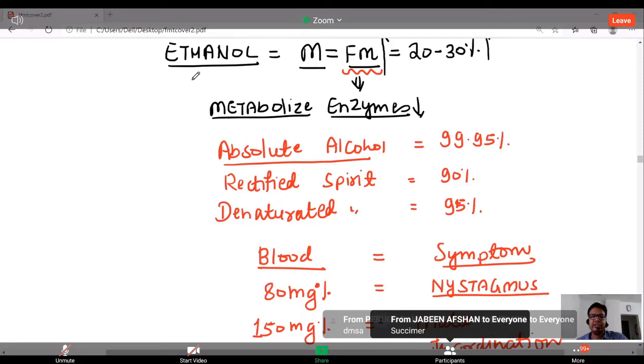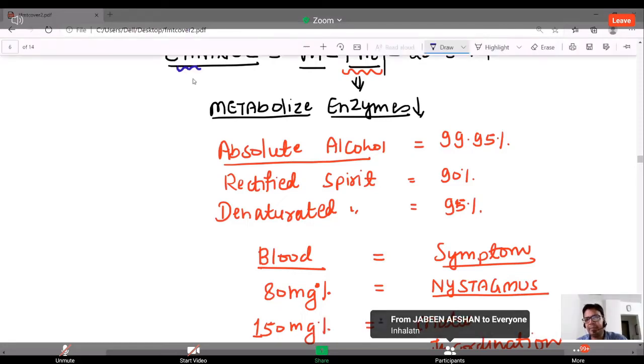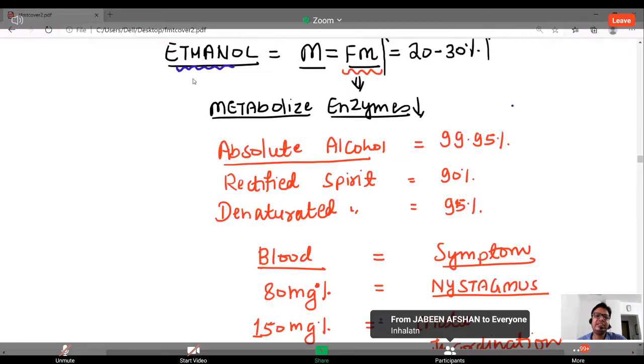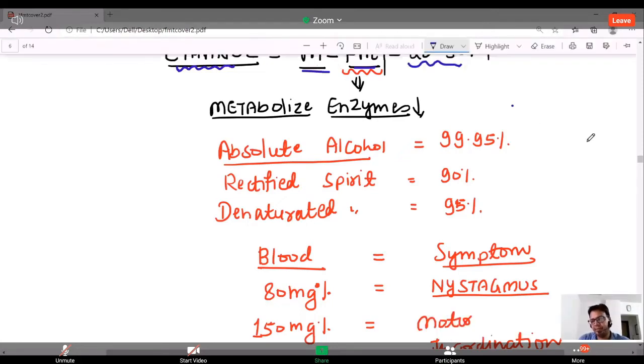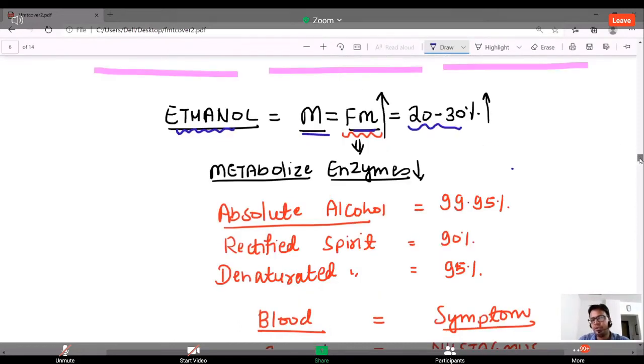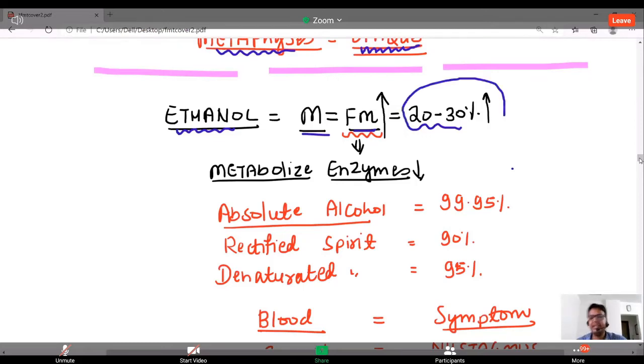Inhalation. Sir, now I am coming to ethanol. If male and female consume the same amount of alcohol, the concentration of alcohol will be high in female, 20 to 30% higher. Why? Because in female, the metabolizing enzyme is less. That's why the concentration of ethanol or alcohol will be more in female. Absolute alcohol contains 99.95% ethanol.